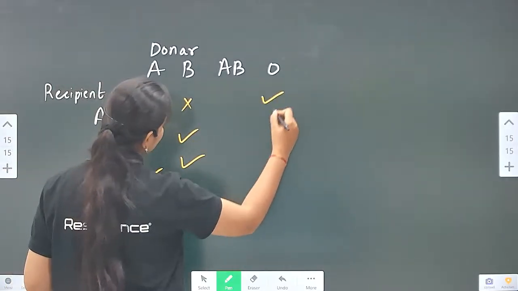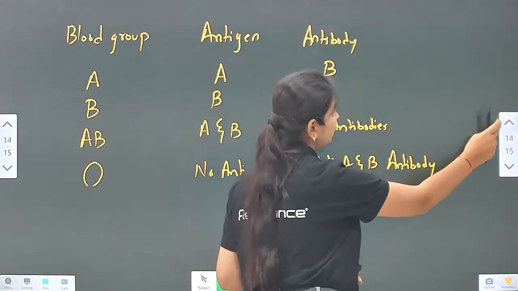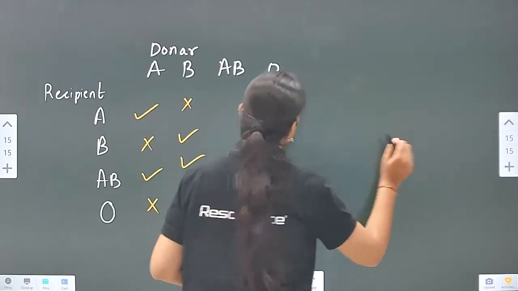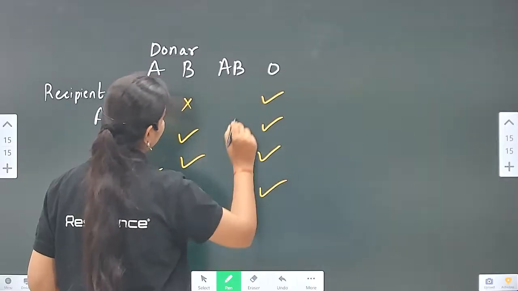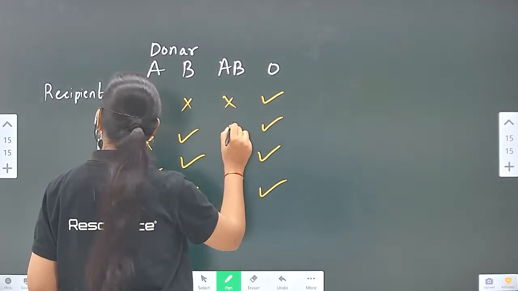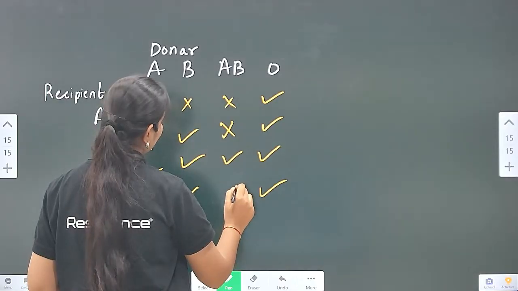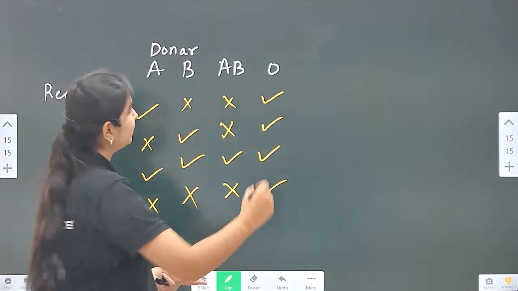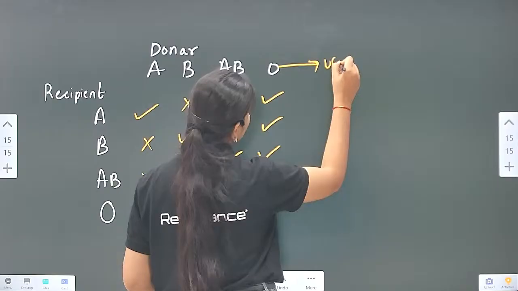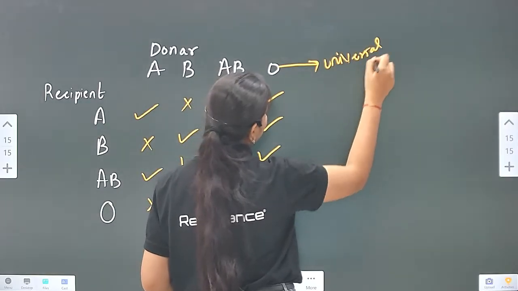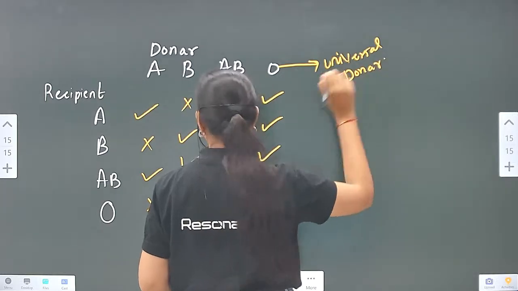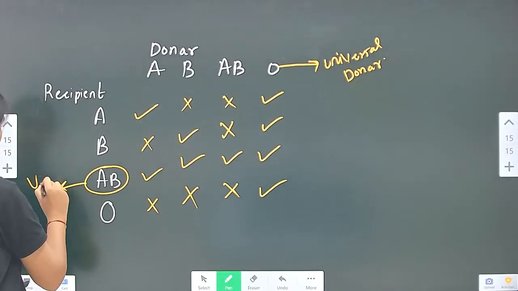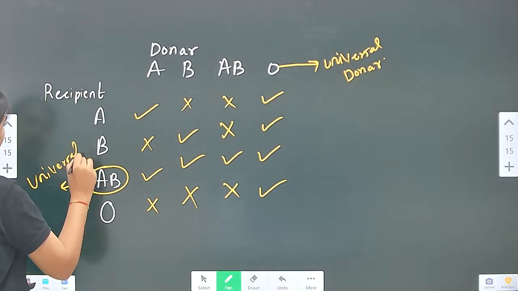O can donate to A, because why can it donate? Because here they have no antigens on the cell surface, right? That's the reason. Now here it can donate to AB, it can donate to O. But coming to the AB, it cannot donate to A. Okay, B, it is only the AB and the O there. Fine. That's the reason the O is called the universal donor. Fine. Right. And whereas the AB is called the universal recipient.